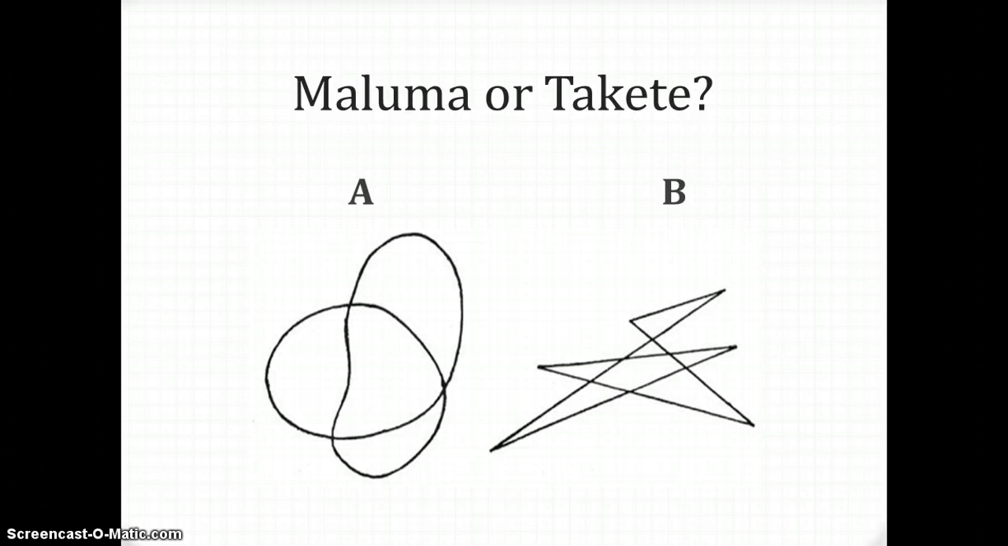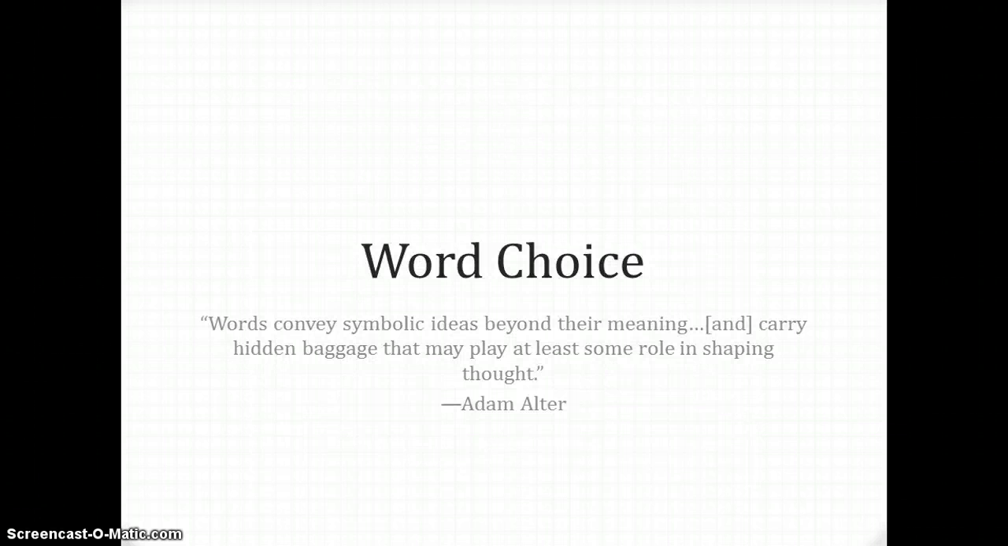So this leads us into word choice. You might try this experiment with your parents or your friends and see if they would make the same choices. Would they name shape A a maluma, shape B a takiti? When we talk about word choice, I want you guys to understand that just like symbols, authors choose words deliberately. They have every word in the dictionary to choose from, so when they make a choice, they do so deliberately.